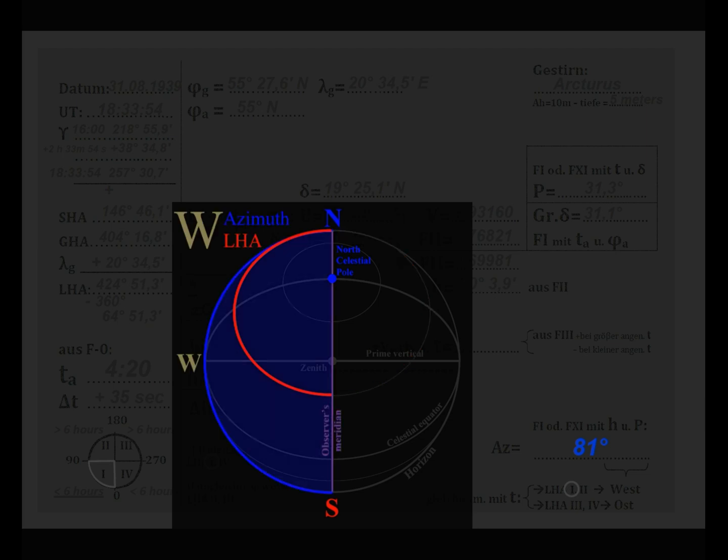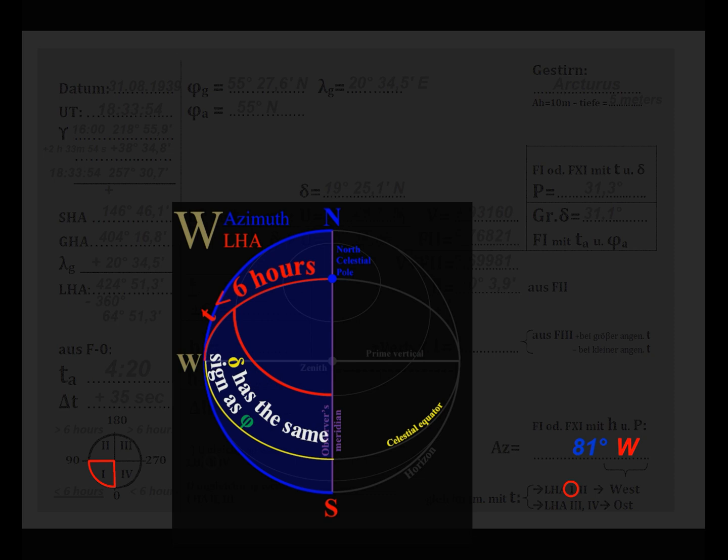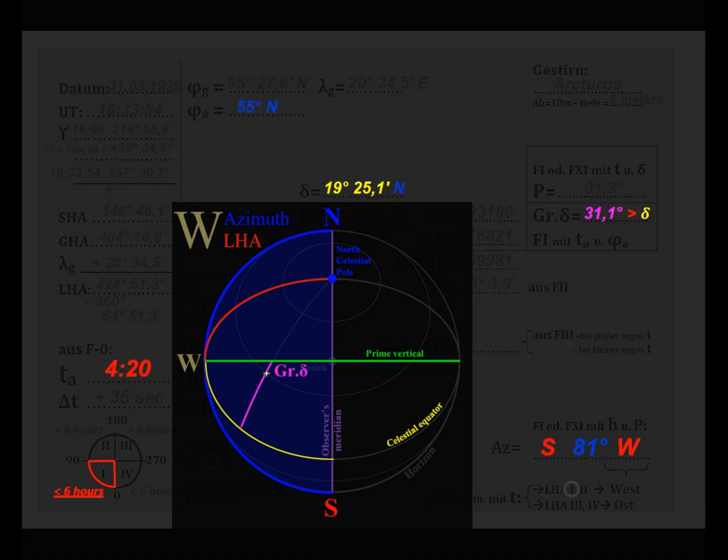The local hour angle is west, so our calculated azimuth is west. The local hour angle of the celestial body in our example is less than 6 hours, and the declination has the same sign as the latitude, so it is impossible to immediately determine the azimuth quadrant. The declination of the celestial body is less than the Grens declination. Now we can determine the azimuth quadrant.